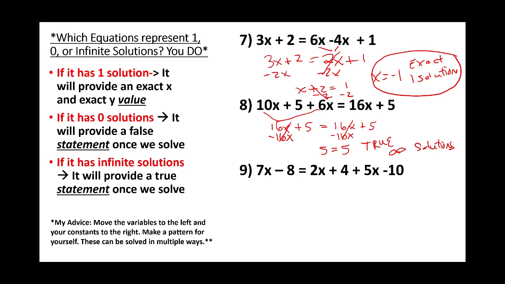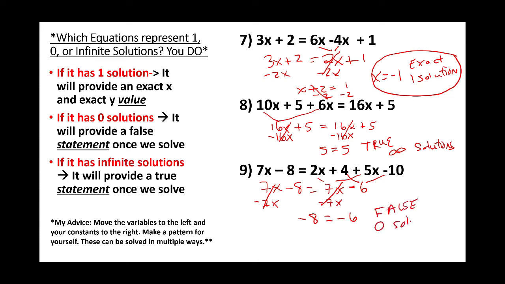All right, here's number 9 now. 7x minus 8 equals 7x minus 6 because 4 minus 10 is negative 6. Right now, I can already tell this is 0 solutions because they have the same slope and different y-intercepts. But continue. I'm going to put my x's to the left. I need to continue to solve this. This is a false statement. So that means 0 solutions.